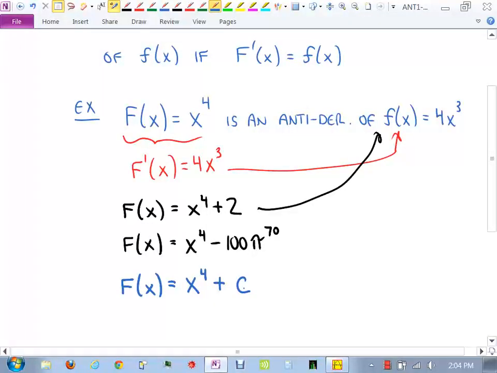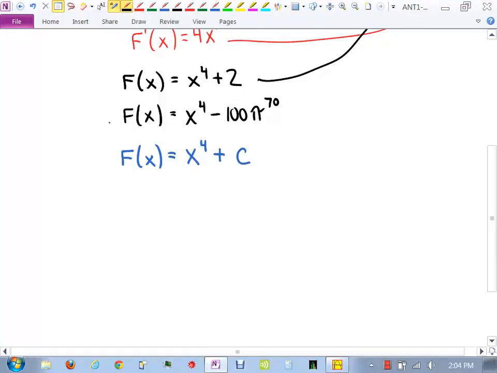It's got to look like that. Now let me see if you can come up with one. Find an antiderivative of little f of x equals x to the fifth.